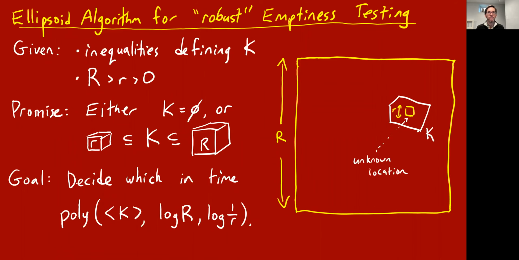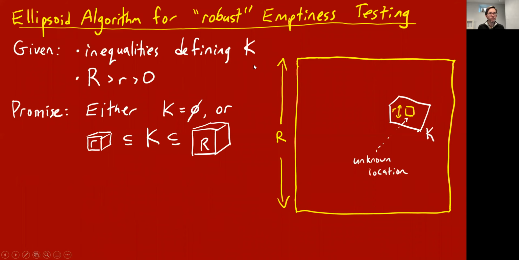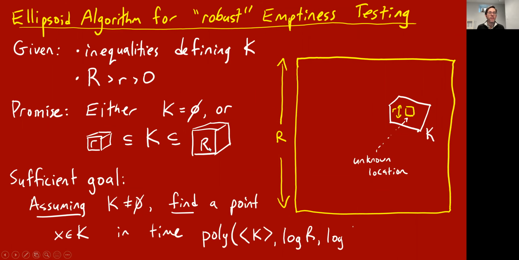Okay, great. So I said here that the task is to decide between the two cases: either the inequalities defining K make K non-empty, or they're unsatisfiable and there's nothing in them. But actually, it's sufficient to do something slightly different. When designing the ellipsoid algorithm, it's sufficient to work under the hypothesis that K is non-empty and try to find a point x in K in the allotted amount of time, polynomial in the number of bits needed to write K, log of big R, and log of 1 over little r.